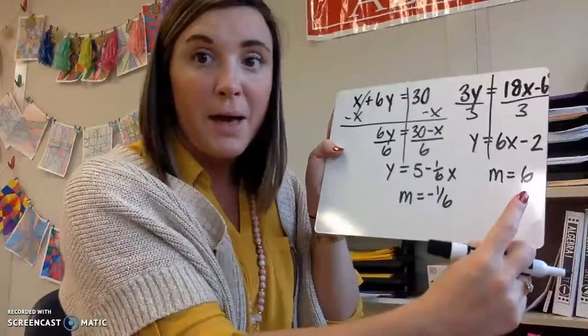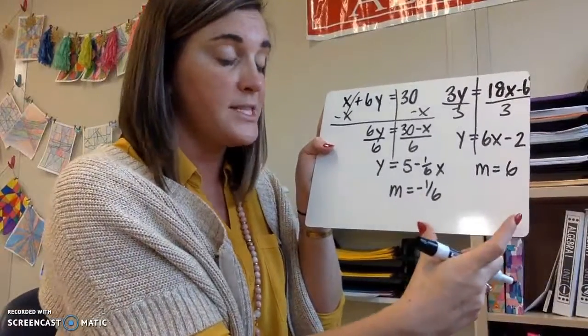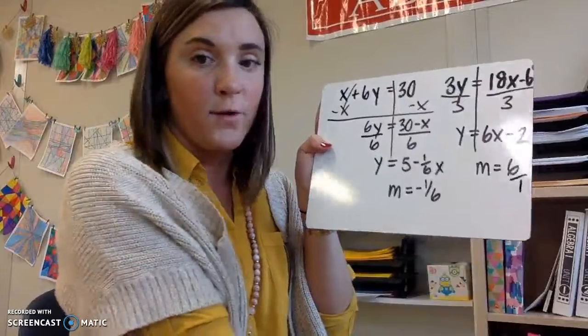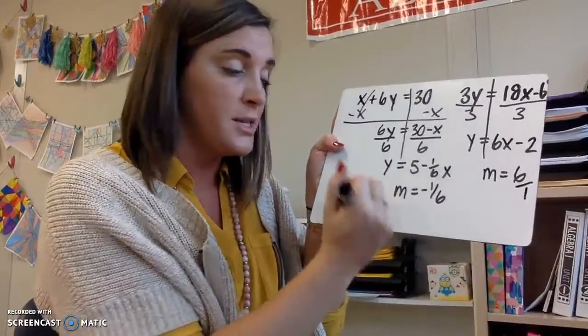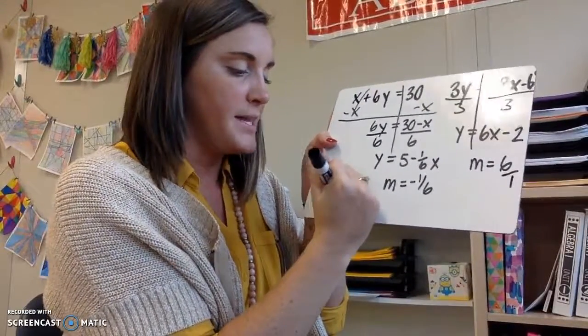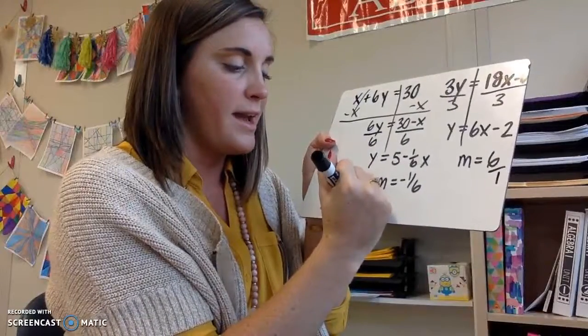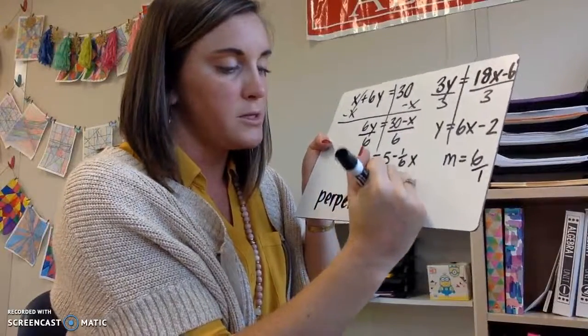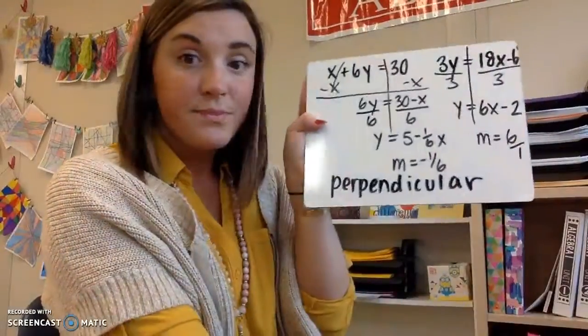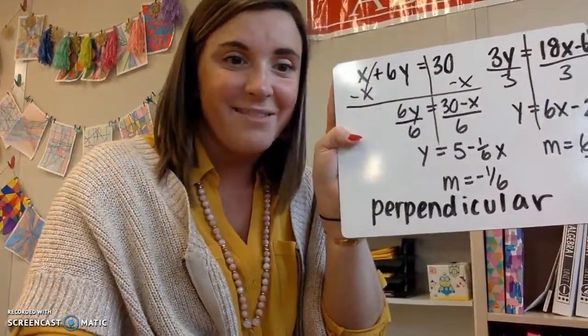So one's negative and one's positive, so they're going to be different signs. 6 is a fraction of 6 over 1, so they are reciprocals. So this is going to be perpendicular, opposite or negative reciprocals. All right, 12 is done. Moving on to 13.